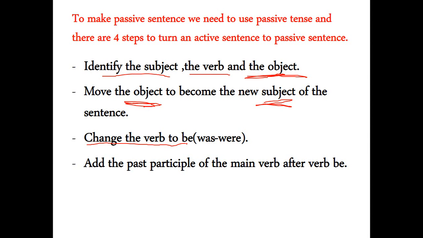Do not forget. And the last point, the most important part, add the past participle of the main verb after the verb be. Verb be means is, are. When you make it was or were, then you have to change the main verb. The main verb, for example, clean, go, drink, read. You have to write the past participle of the verbs. For example, the past participle of do is done.